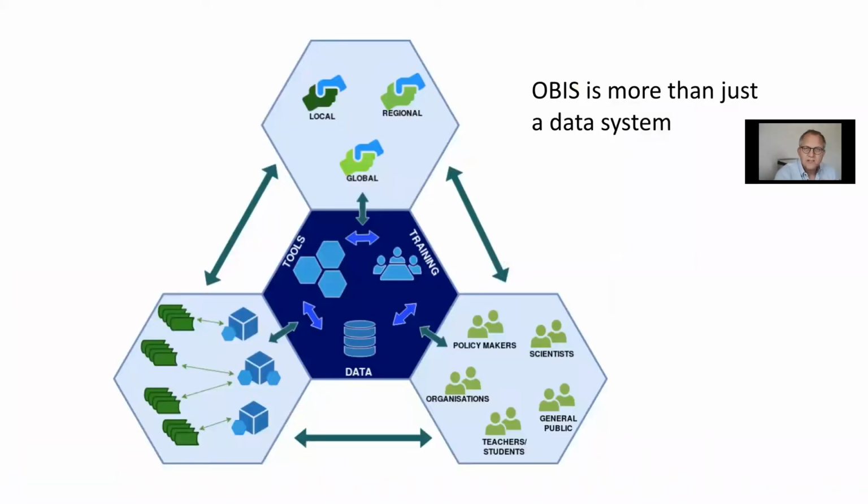I always want to stress that OBIS is more than just a data system. It's a whole network of people, of scientists and data managers. We have about 30 OBIS nodes, and about 50 people are working on a daily basis to make OBIS what it is today. So it's not only about data, it's also about developing tools for data access, data processing, quality control, doing analysis. There's a lot of training involved. We have to train our OBIS nodes, we have to train our users on how to use data from OBIS, and a lot of data standardization.